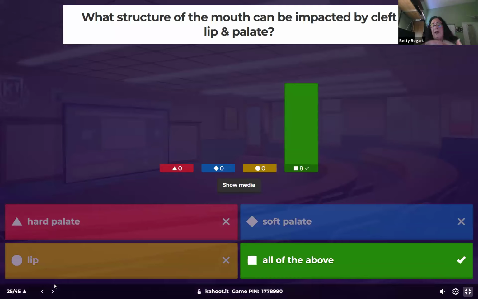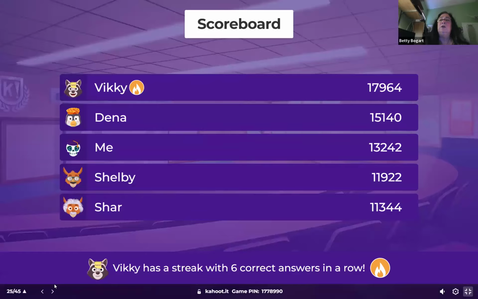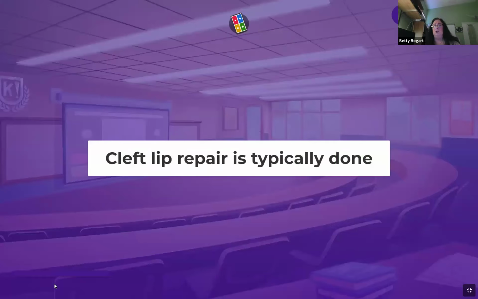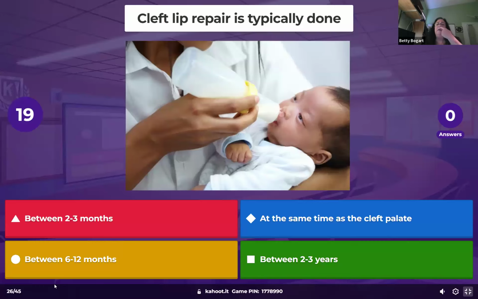And that is hard palate, soft palate, lip. It's the whole thing. Again, do you know when you're supposed to do surgical repair? Cleft lip repair is typically done when? The lip. When do you do the lip? And that special bottle I was talking about, actually, a mother developed that many years ago.